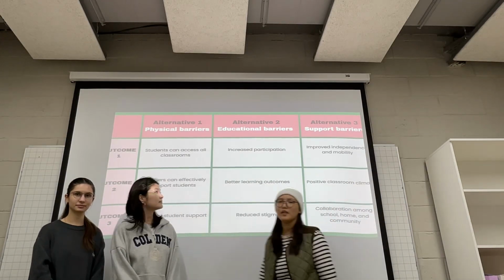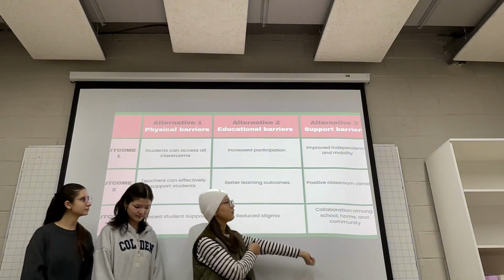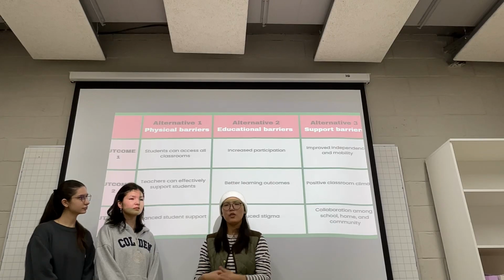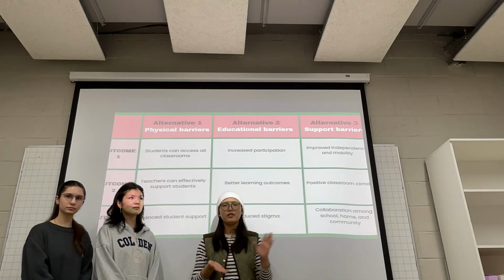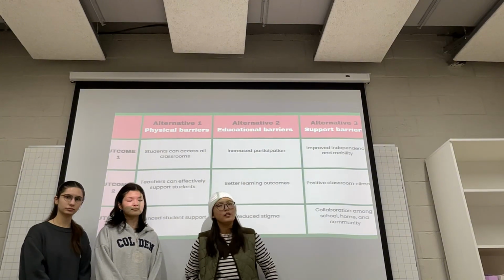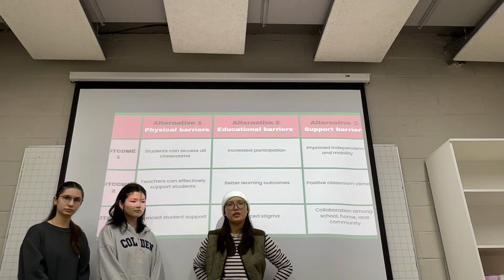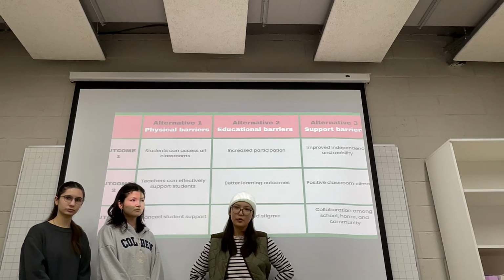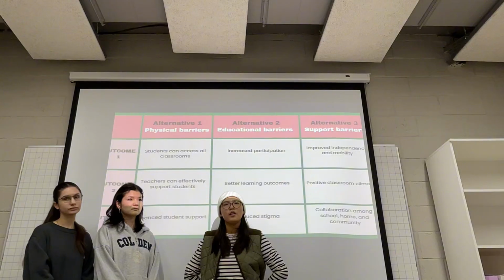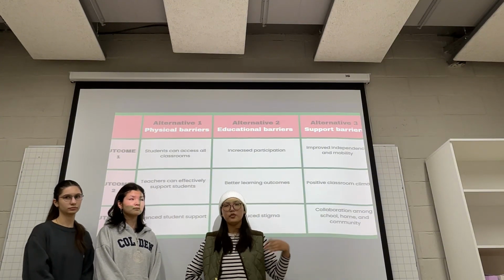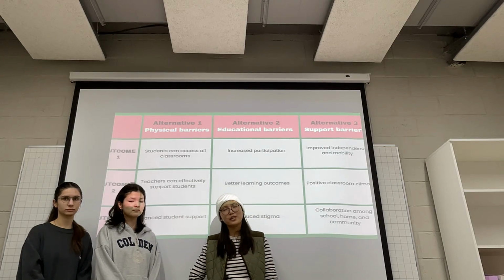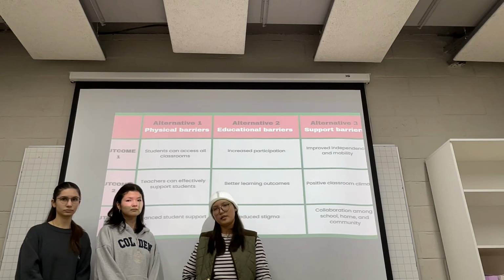The third one is that students become more independent and more mobile. It improves their mobility at school. This also helps create a positive classroom climate where everyone feels included and supported. In addition, the collaboration among the school, home, and the community becomes stronger, which helps students succeed in their education. And in activities, they can develop skills alongside their classmates.